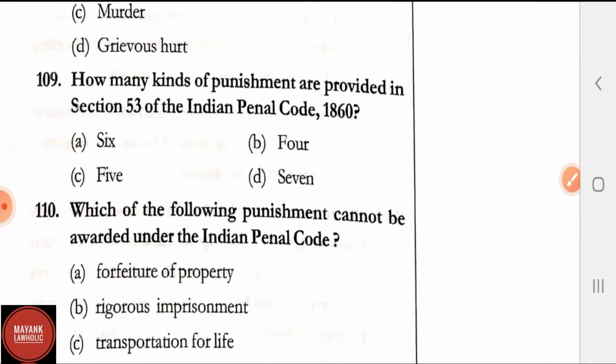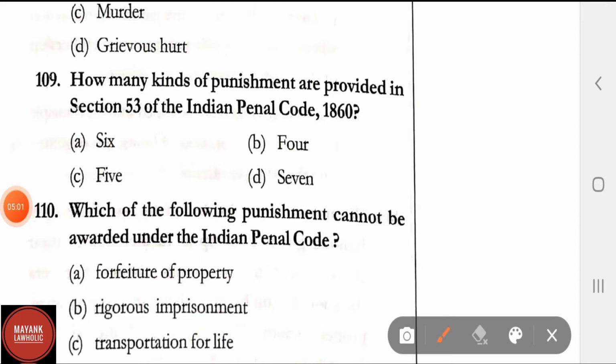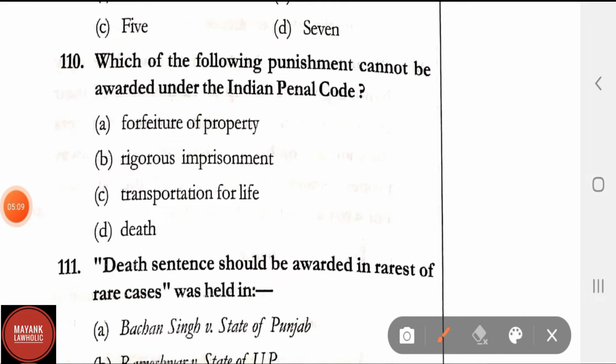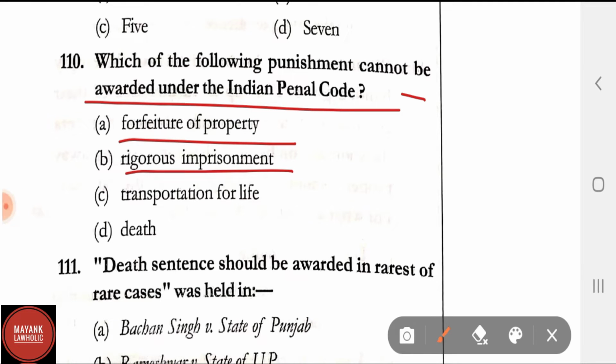Question number 109. How many kinds of punishments are provided in section 53 of IPC? Correct answer is 5. Question number 110. Which of the following punishment cannot be awarded under IPC? Options are forfeiture of property, rigorous imprisonment, transportation of life, and option D, death. Correct answer is transportation for life.